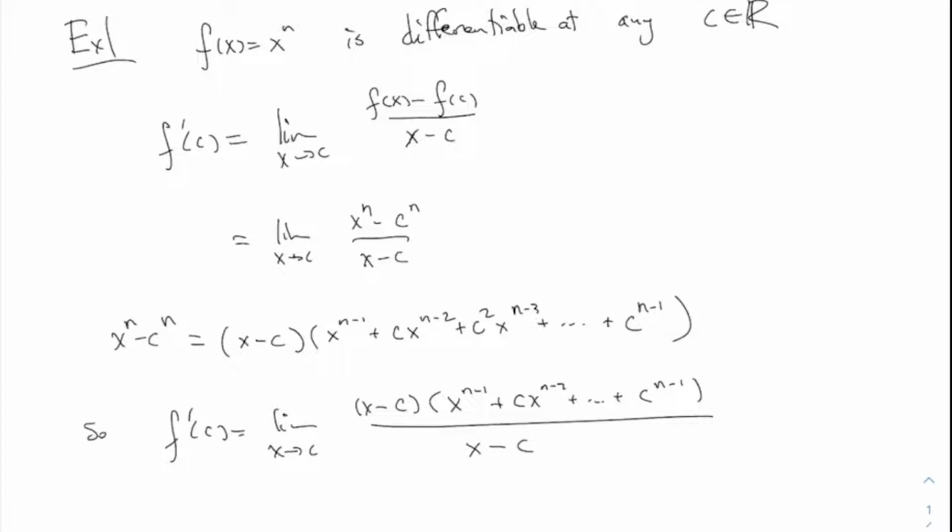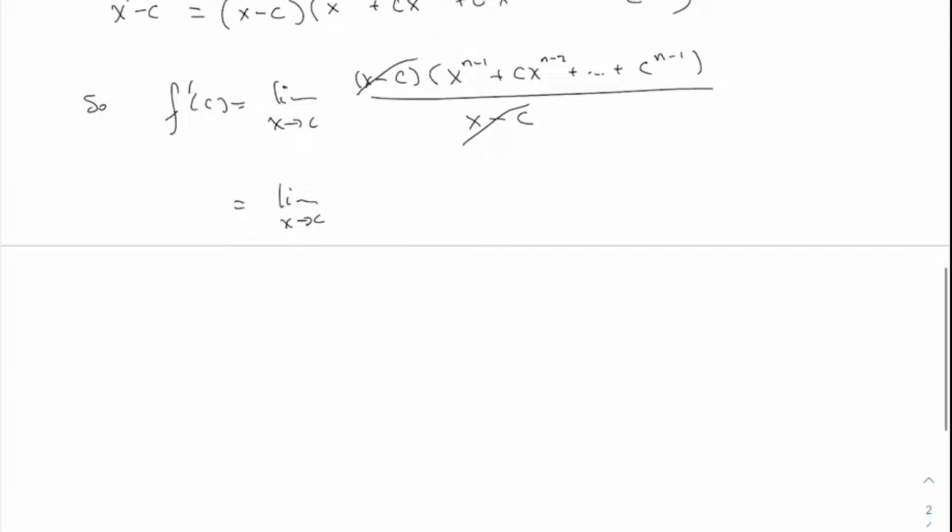And now some nice things will happen. We can cancel the x minus c's, of course. And then I just have all of that stuff, the limit as x goes to c of x to the n minus 1 plus c x to the n minus 2 plus blah, blah, blah, just c to the n minus 1. All right. And how can I take the limit as x approaches c here? Yeah, just plug in c for x.